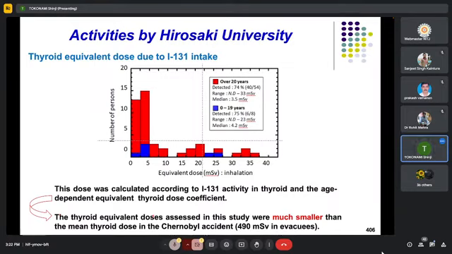The thyroid equivalent doses assessed in this study were much smaller than the mean thyroid dose in the Chernobyl accident, namely 490 millisievert in evacuees. Compare these data. This is Chernobyl. Here is Fukushima.